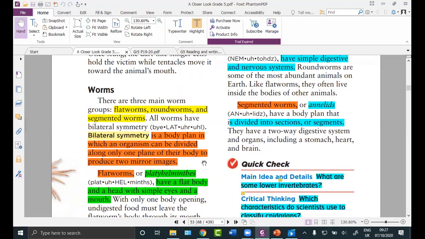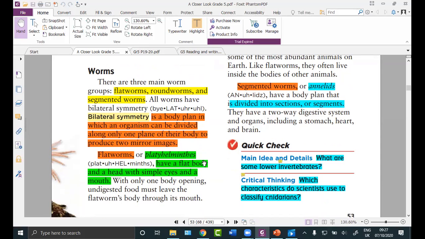Flatworms, platyhelminthes, have a flat body and a head with simple eyes and a mouth with only one body opening. Undigested food must leave the flatworm's body through its mouth. Thank you. Lower your hand.